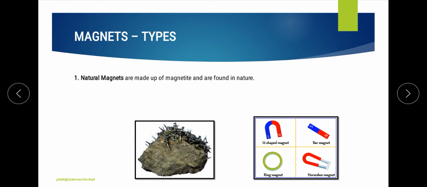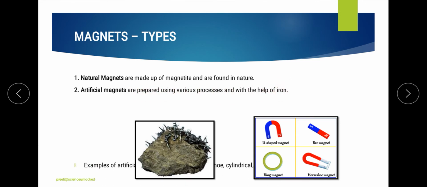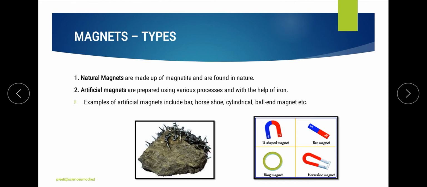So the different kinds of rock or material that we observe in nature having the magnetite mineral inside it are called a natural magnet. On the other hand, we have artificial magnets which are made by human involvement. Over here we have different examples, like bar magnets, horseshoe magnets, then we have different shapes depending on what kind of requirement we have.